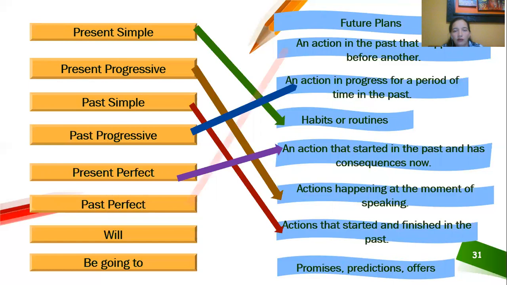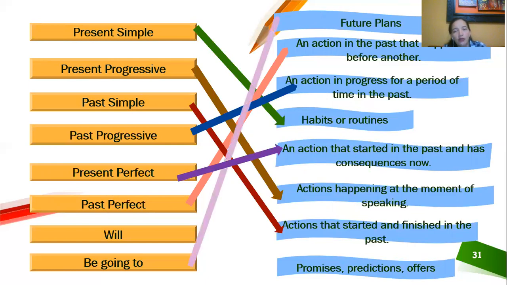Past perfect, an action in the past that happened before another. For example, if I say I had prepared this PowerPoint before I recorded the class. Both actions are in the past, but what happened first? I prepared the PowerPoint or I recorded the class? First, I prepared the PowerPoint, right? So I use past perfect in that part. I had prepared the PowerPoint before I recorded the class.